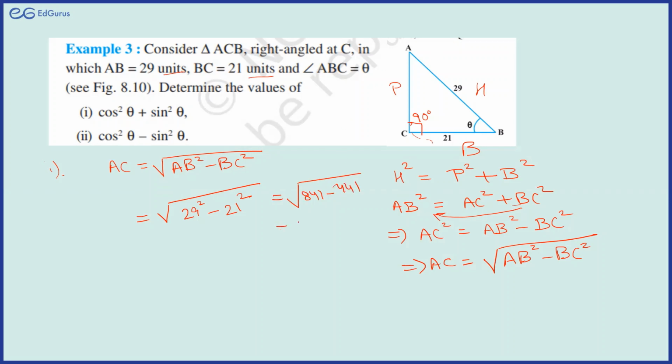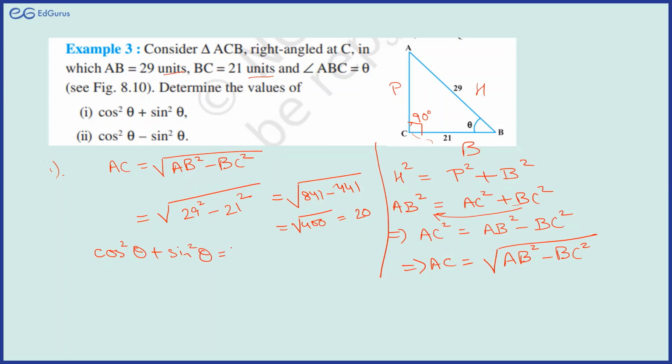441. तो ये क्या हो गया? 400, which is 20. So AC क्या आ गया? 20. Now I know my perpendicular. So now I can easily find the sine square, cos square theta plus sin square theta.